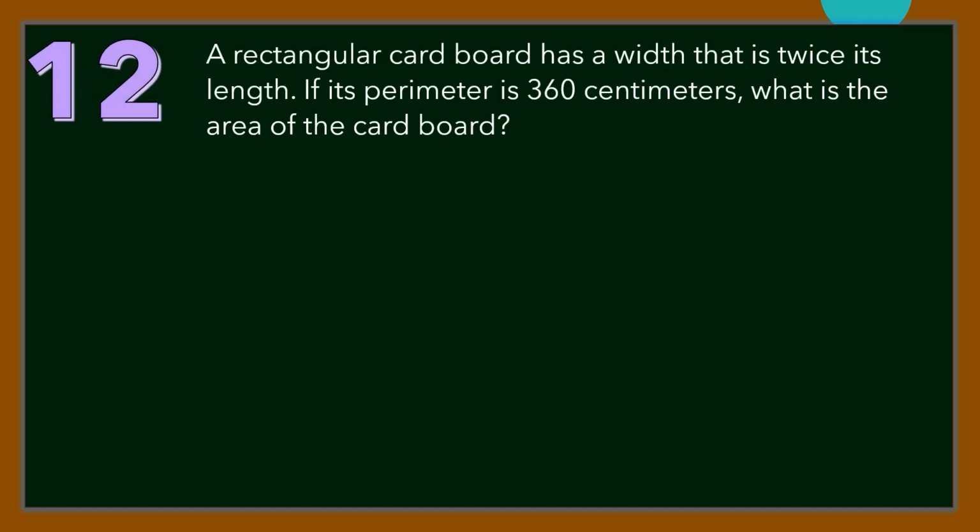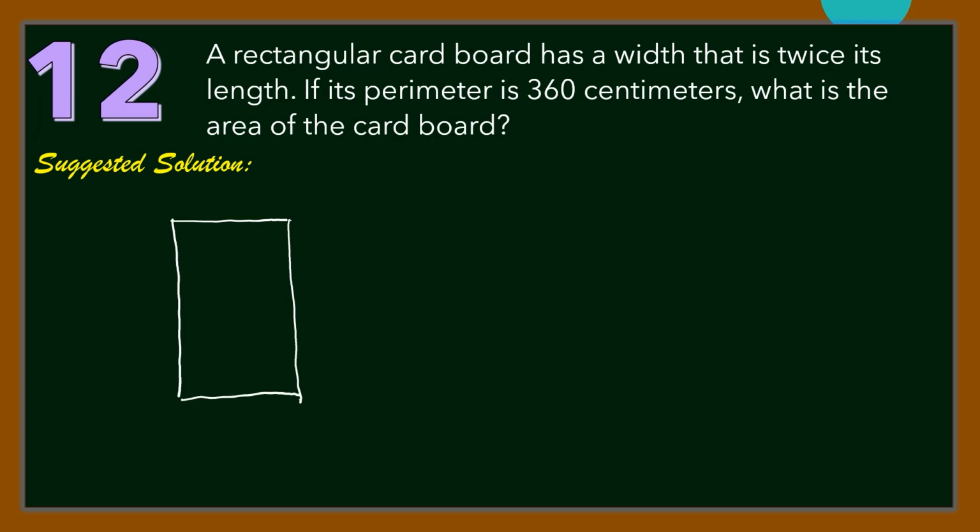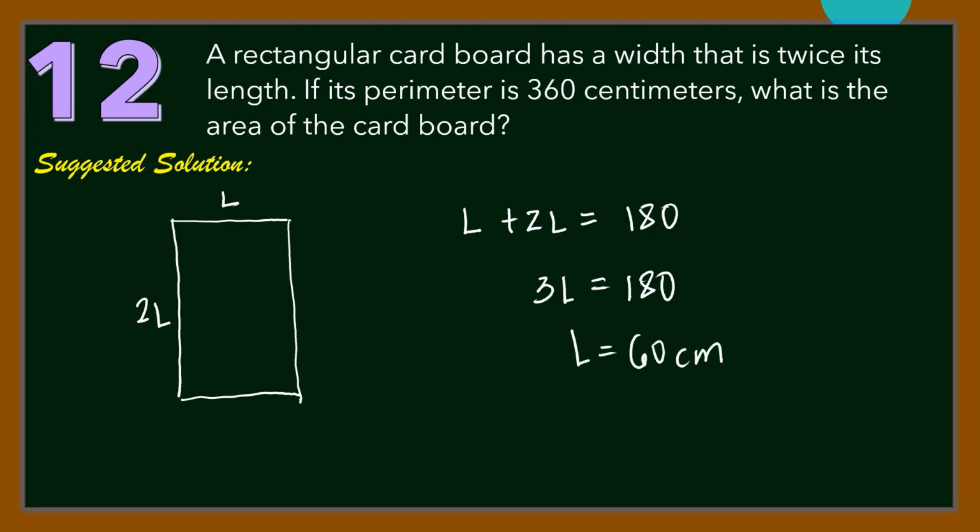Number 12. A rectangular cardboard has a width that is twice its length. If its perimeter is 360 centimeters, what is the area of the cardboard? For our solution, let us draw a figure representing the cardboard, and it is known that the width is twice its length. So we have length and twice the length. Since the perimeter is 360 centimeters, then the sum of the length and the width must be half of this, which is 180 centimeters. Therefore, 3L, or 3 times the length, is 180 centimeters. Then the length is equal to 60 centimeters, while the width is twice this one, so we have 120 centimeters.